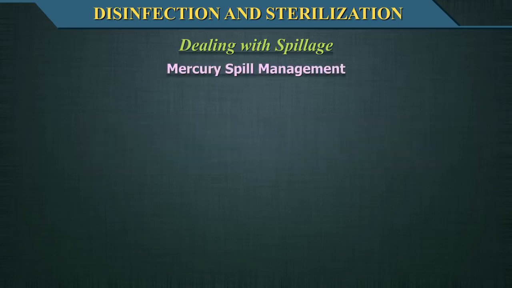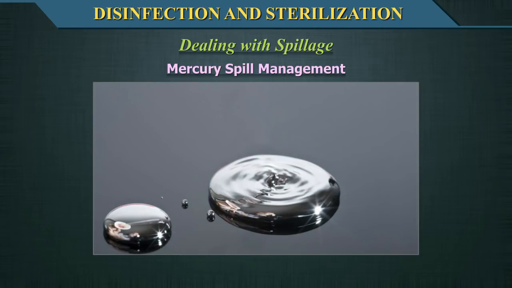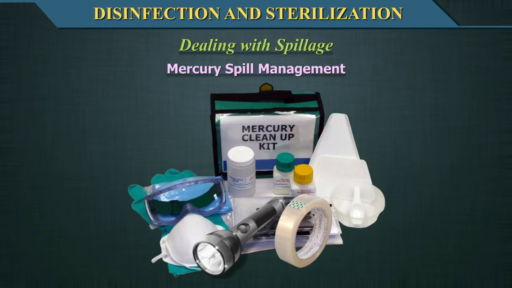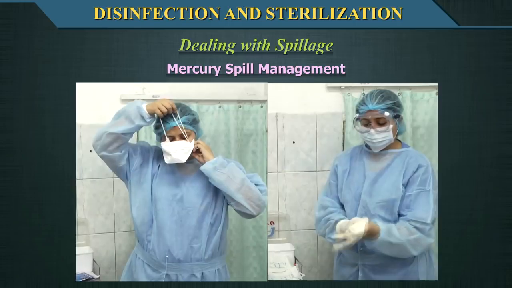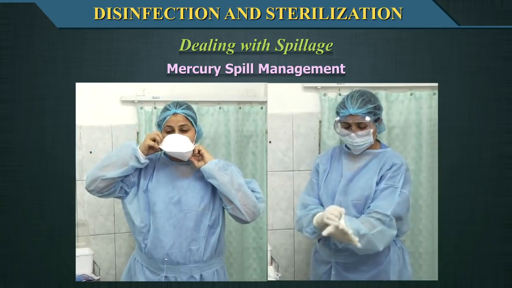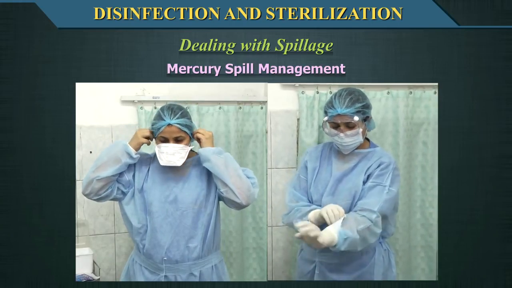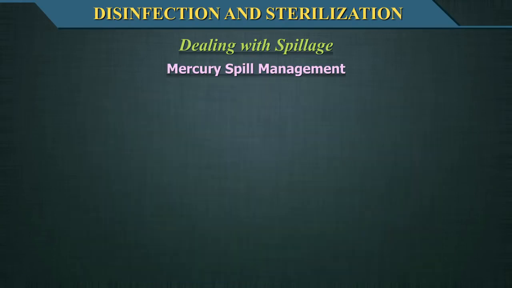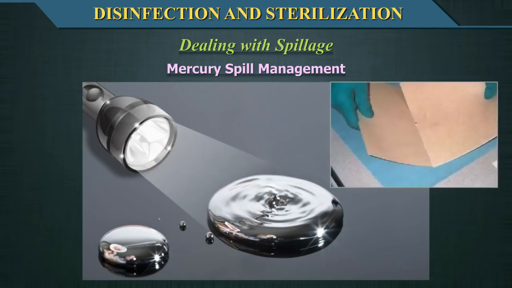Mercury spill management. If accidental spill of mercury occurs, it is to be collected in a special manner as follows. Spilled mercury should be collected with a mercury spill kit containing nitrile gloves, N95 face mask, 2 pieces of cardboards, 2 plastic containers, sellotape and flashlight. Do not touch mercury. Remove all jewelry, wear gloves and masks. Use flashlight to locate and cardboards to bring mercury beads together.